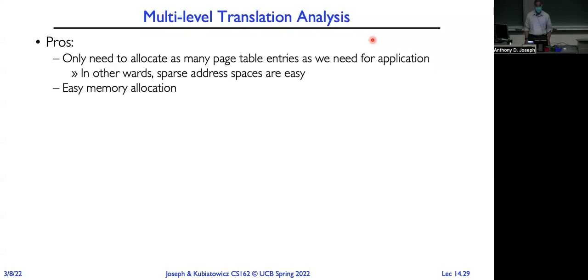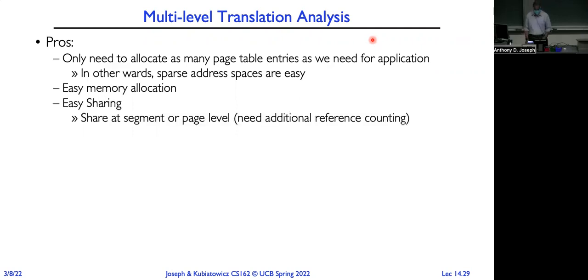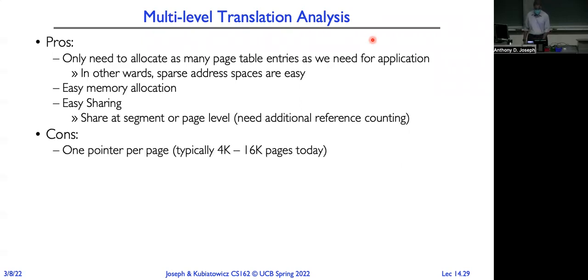We get easy memory allocation as long as we always use page tables at the lowest level. We can use a bitmap to do our allocation. We get easy sharing, right? We can share an individual set of pages, or we can share at the level of a page table or entire segment. So a lot of flexibility. But everything comes at a price, and so some of the disadvantages are we still have a pointer per page. So for every 4 or 16 kilobytes of memory we want to allocate, we're going to have a page table entry. So that could be expensive.